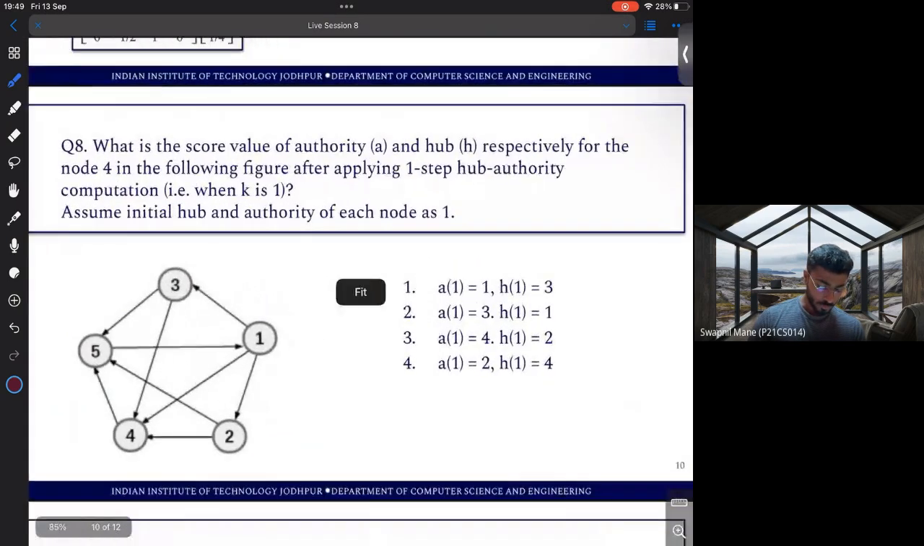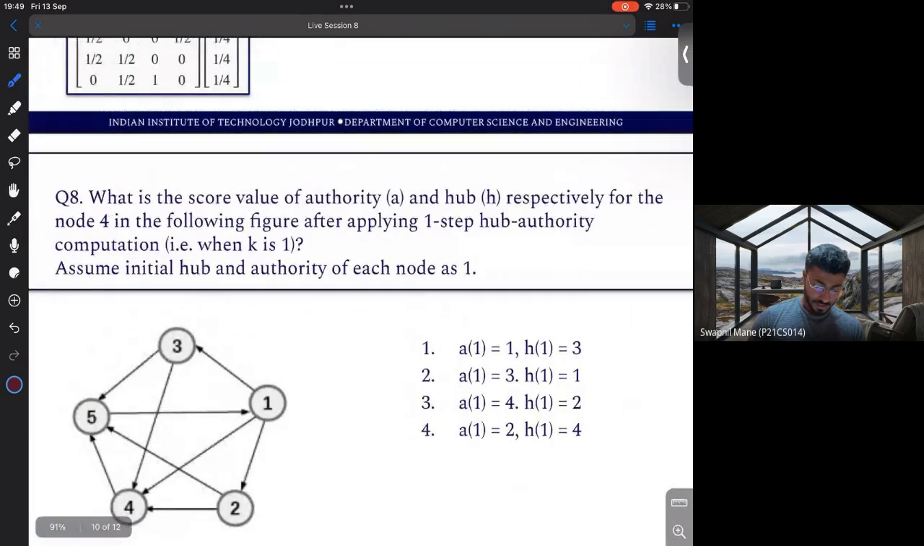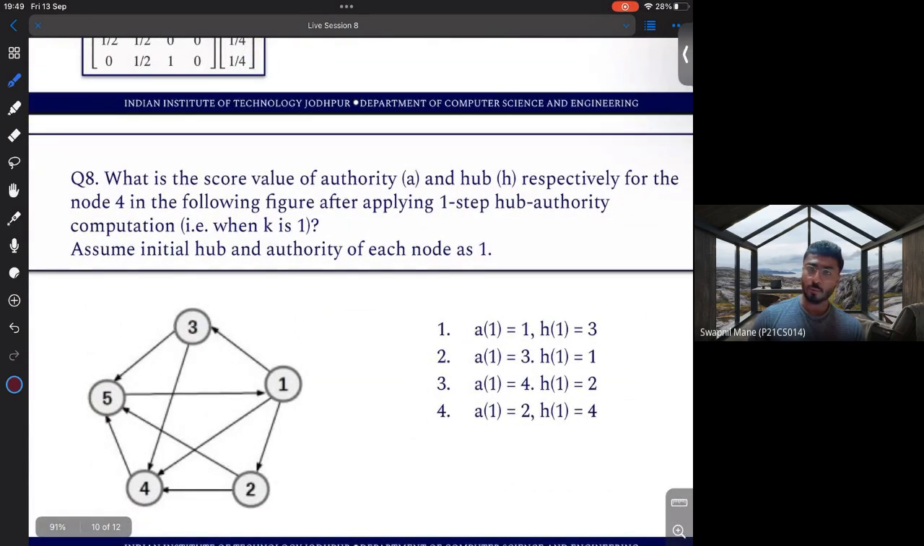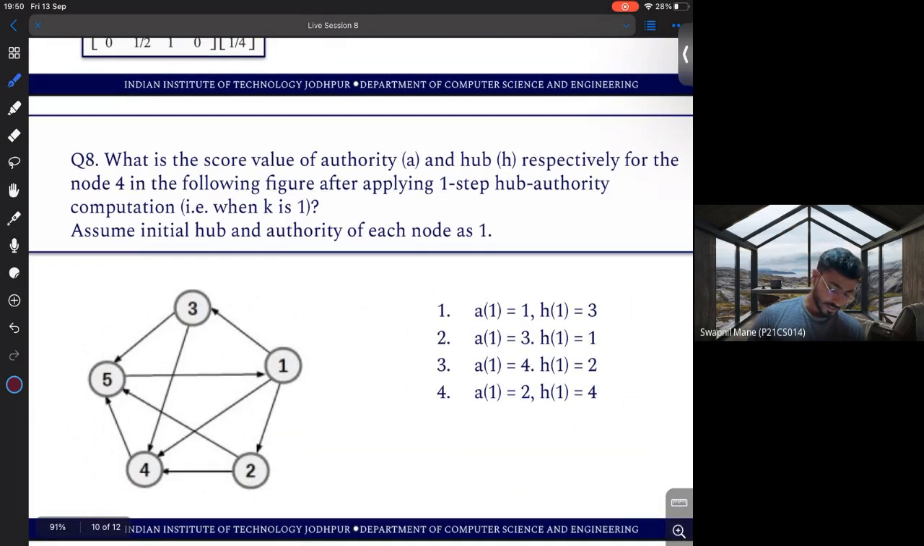Let's move to question 8. It is about authority and hub. Let's read what exactly the question states: what is the score value of authority?